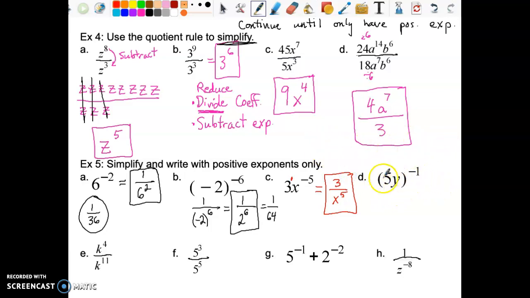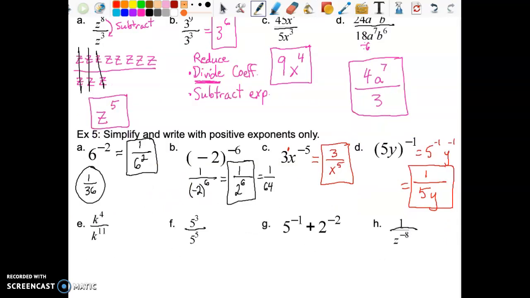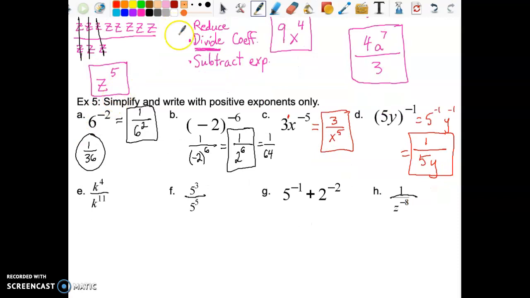You see how everything in letter D is in parentheses? So each piece is taken to the negative 1st power. 5 is taken to the negative 1st. Y is taken to the negative 1st. So the answer I'm looking for there is 1 over 5y. If you're having any questions, please feel free to write them down and ask them in class during a Google Meet, something like that.